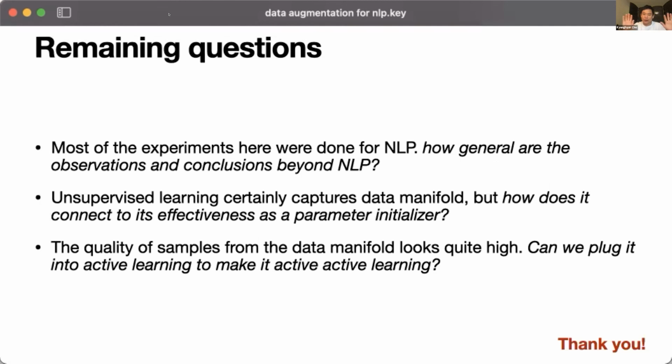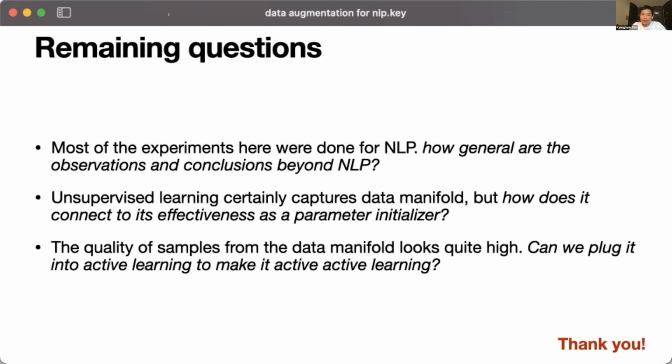But anyway, final slide, I promise. There are still a lot of remaining questions. Most of the experiments here were done for natural language processing. How general are these observations and conclusions beyond natural language processing? We do have some experimental evidence that many of these algorithms actually do work beyond natural language processing, for instance, for object recognition and whatnot.